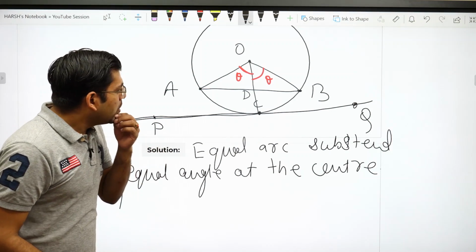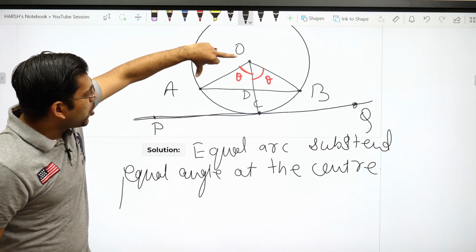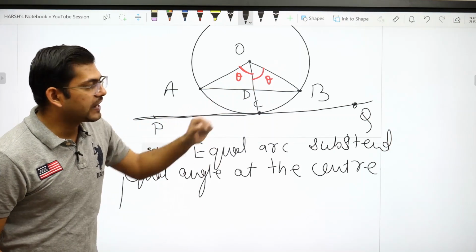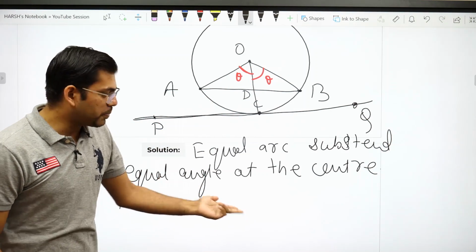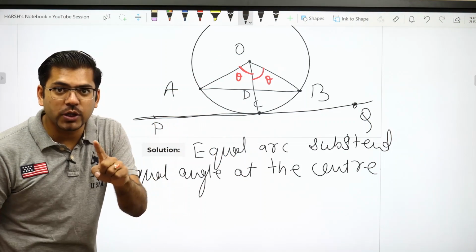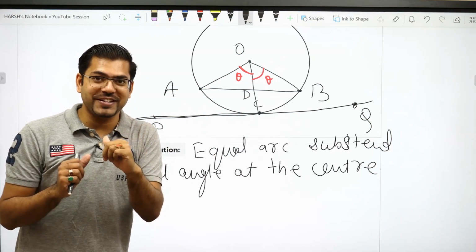Now, are you able to see that this OA and OB will be equal because they are radii? This angle is equal because it is already proven, theta. And this OD and OD will be common. So what I mean to say, again I am skipping steps because I am a teacher.